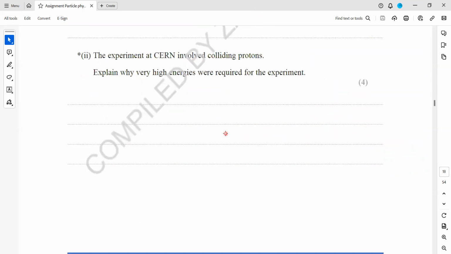The experiment at CERN involved colliding protons. Why is a high energy needed for this experiment? Why do we need a high energy to collide two identical particles with each other? First thing, two protons will have the identical charge. And what do like charges do? Like charges will repel each other.